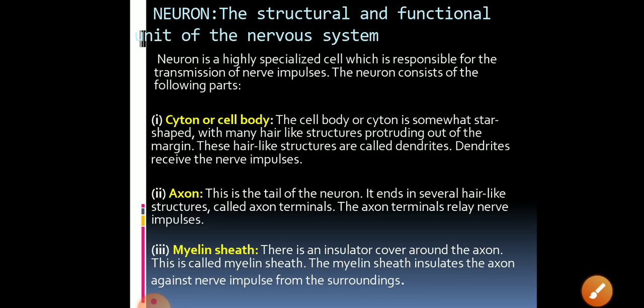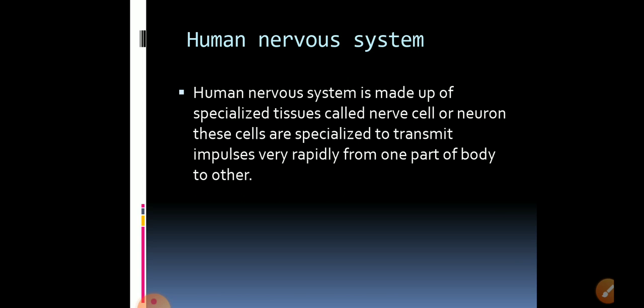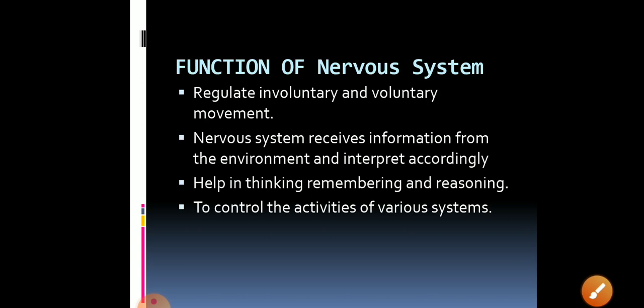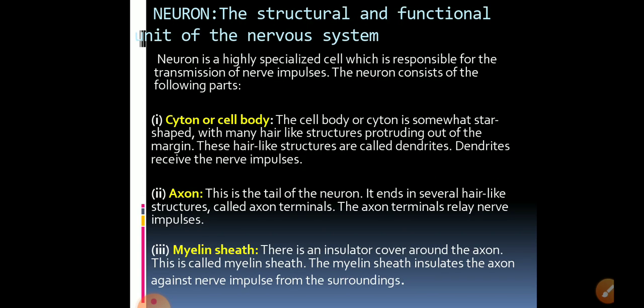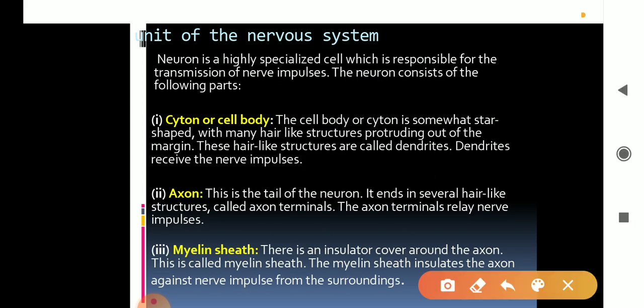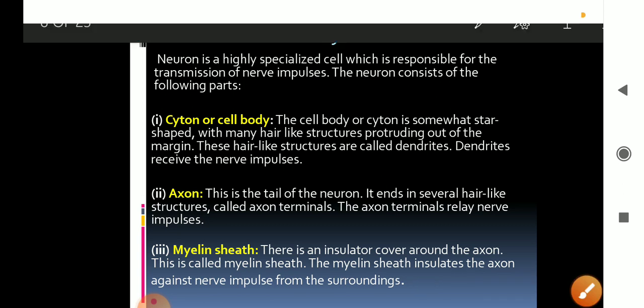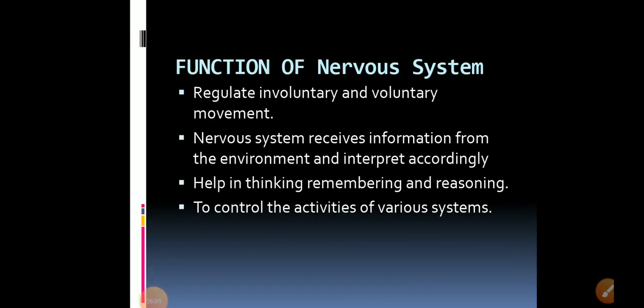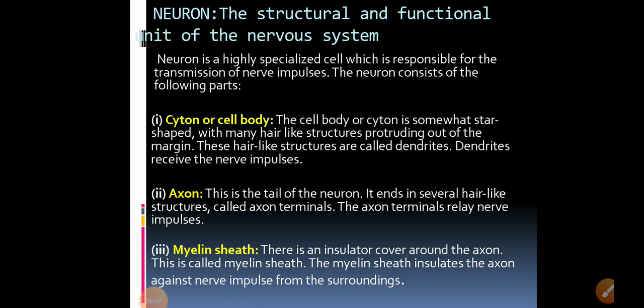Now as I told you, the nervous system is made up of neurons, specialized cells. We are going to discuss the neuron in detail. The neuron is called the structural and functional unit of the nervous system, right? So what is the unit of the nervous system? The answer is the neuron. These are highly specialized cells which are responsible for the transmission of nerve impulses. The neuron consists of the following parts.